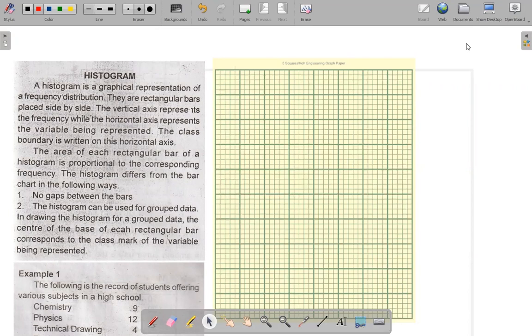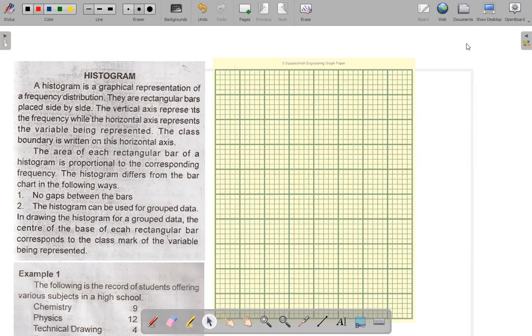Bar charts and histogram are kind of similar. The only difference between them is that in bar chart, there are spaces between the bars. In histogram, there are no spaces. So permit me to read from the board.